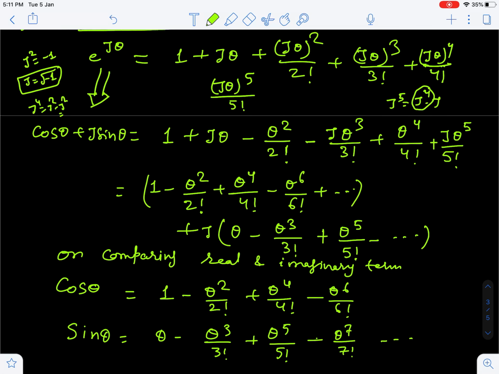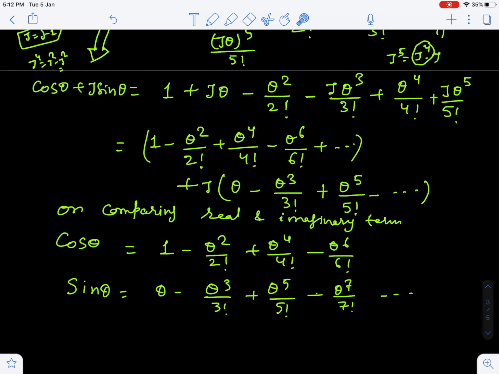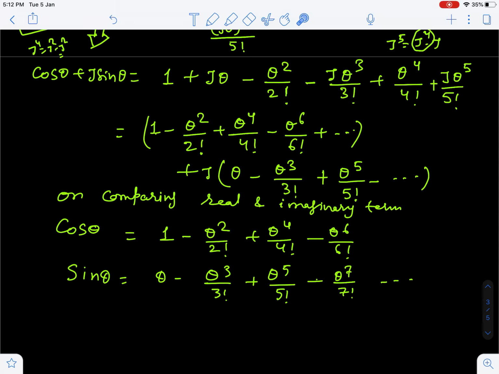Now I'll separate the real and imaginary terms, guys. On separating the real and imaginary terms, I get first 1, then minus theta square by 2 factorial plus theta to the power 4 by 4 factorial minus theta to the power 6 by 6 factorial, plus j. I have taken the imaginary terms separately, so plus j I have taken common. So this becomes theta minus theta cube by 3 factorial plus theta to the power 5 by 5 factorial and so on. On comparing the real and imaginary terms on the right and left side, you can say that this is the series of cos theta and this is the series of sin theta.